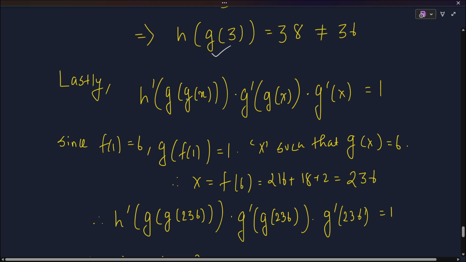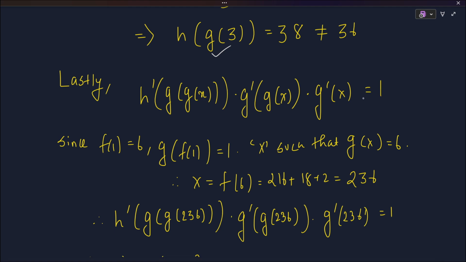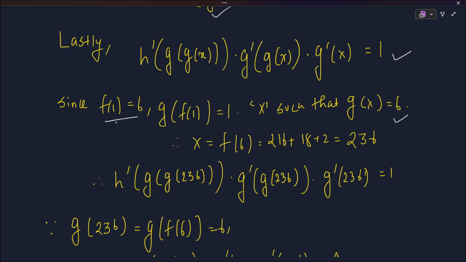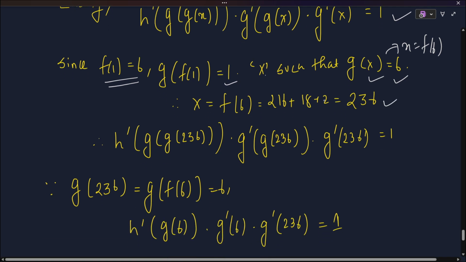And lastly, we can differentiate that again using the chain rule to get h prime of g of x into g prime of g of x into g prime of x equals 1. Now, since f of 1 equals 6, we have g of f of 1 equals 1, and we need an x such that g of x equals 6. So f of 1 is 6 by definition, and g of f of 1 is 1 because from the definition g of f of x equals x. We need an x such that g of x equals 6, and we already know such an x is basically f of 6. We already know it from the definition of g of f of x. So f of 6 is basically 236.